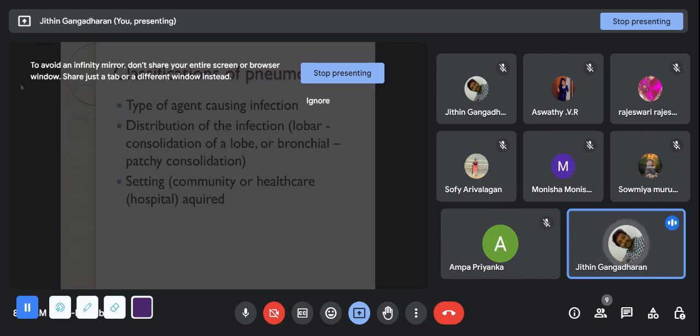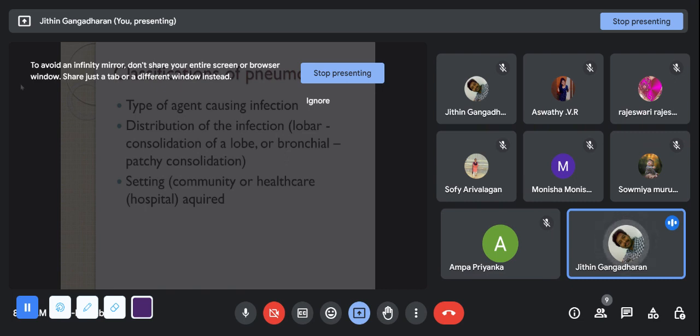Guys, what is the difference between emphysema and empyema? Emphysema is an air condition, whereas empyema is nothing but pus being present. That is the difference between emphysema and empyema. What is pneumonia? It's an inflammatory condition of the lungs. Now, there are some classifications of pneumonia also.